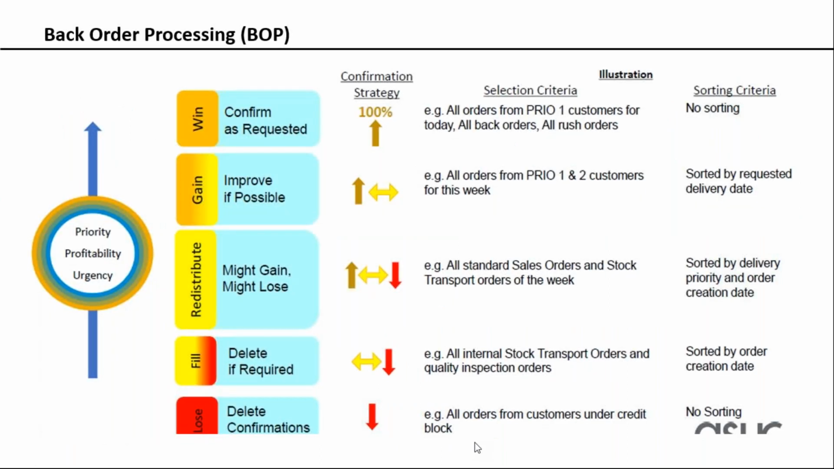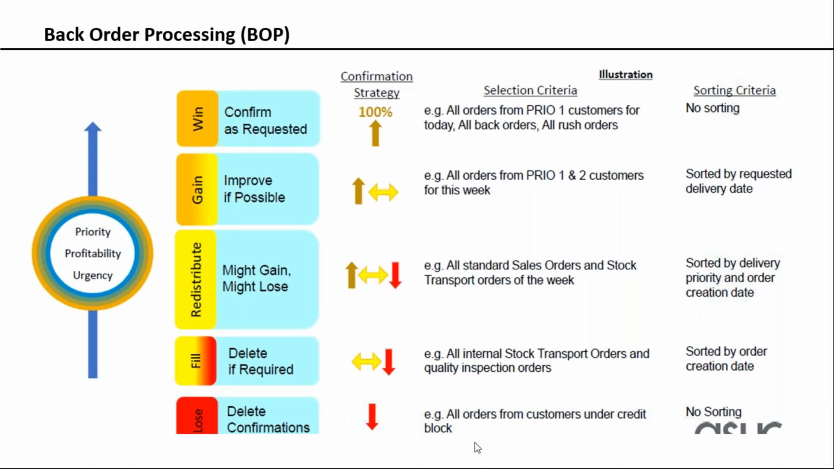Here the main strategies are listed out. Win means confirm as requested. For example, if a customer requested 100 quantity and you use the win strategy in BOP, then only if 100 is available will BOP run, otherwise BOP will stop immediately. So with the win strategy, the inventory should be available fully to meet the order requirement.